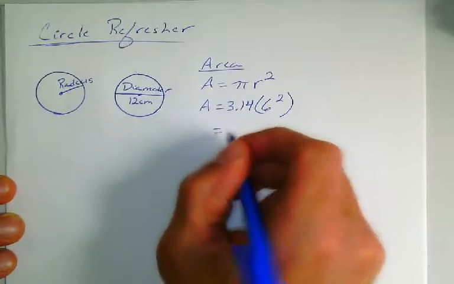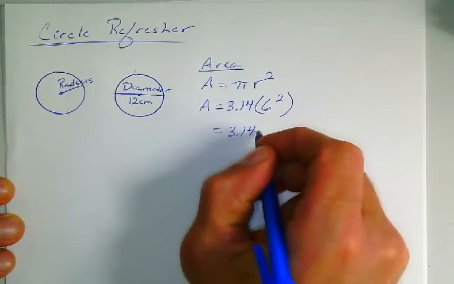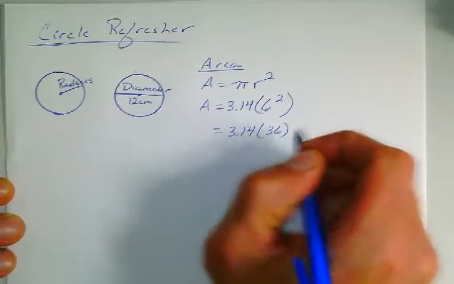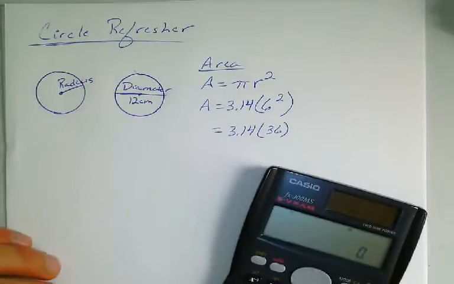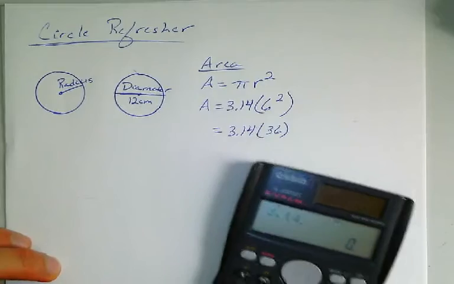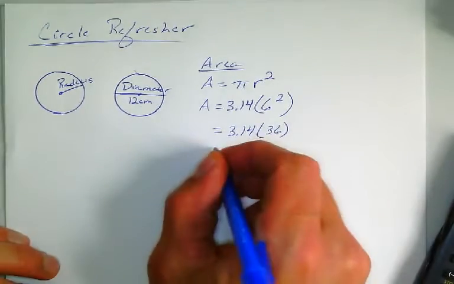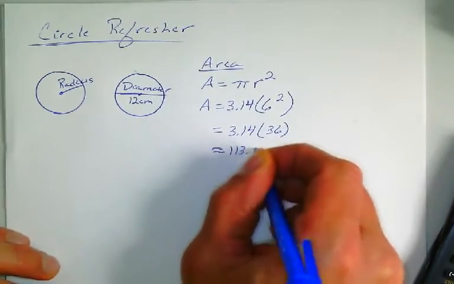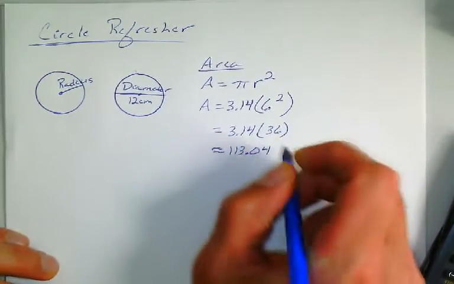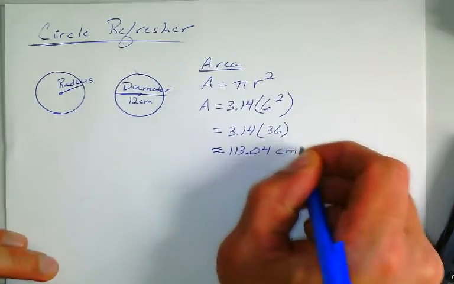All right, and 3.14 times 6 squared is 36. You could always use your calculator for that, just 6 times 6. All right, and the area of this particular circle is 3.14 times 36. That gives us 113, approximately 113 and 4 hundredths. All right, and we always have square units and for this, centimeters squared.